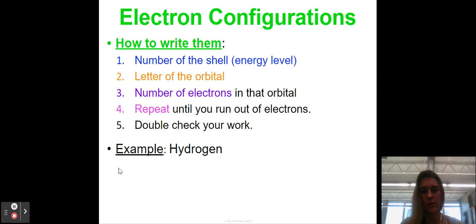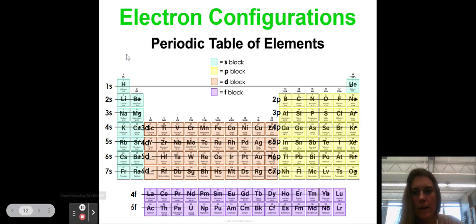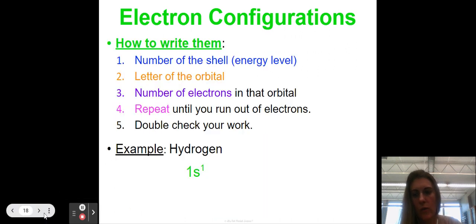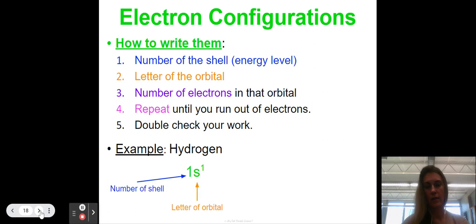So for example, hydrogen. Well, hydrogen is the first element. So you're going to say 1s, because you're in the 1s, and you're at position 1. So 1s1, and the last number is going to be a superscript. So 1s1 is the configuration for hydrogen. The first number is the shell or energy level. The letter is the letter of the orbital. And then the superscript 1 is the number of electrons.